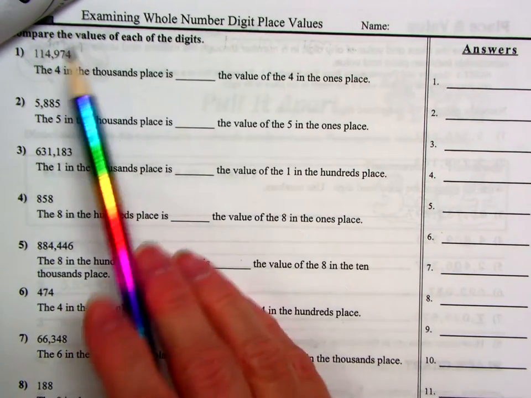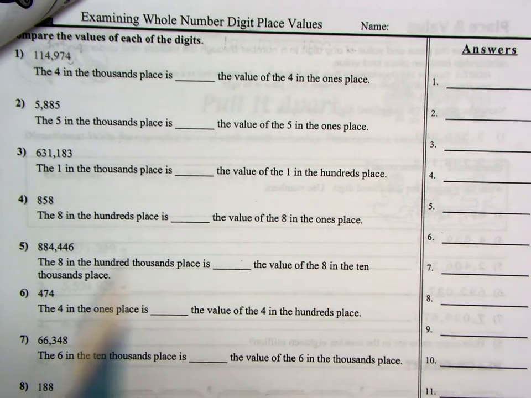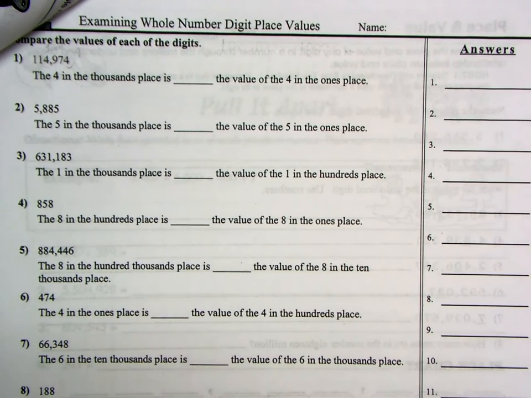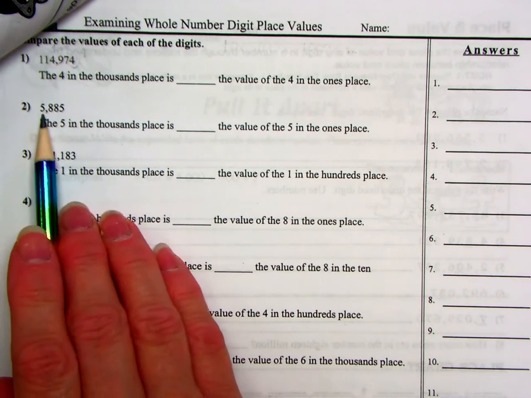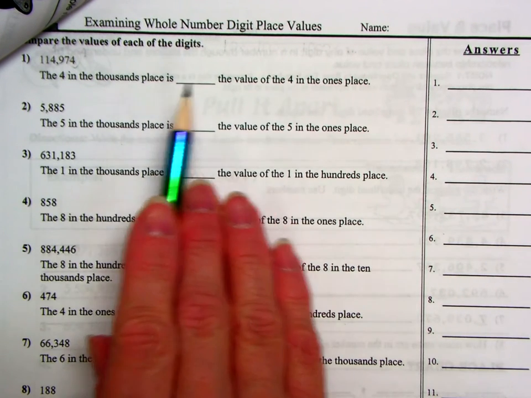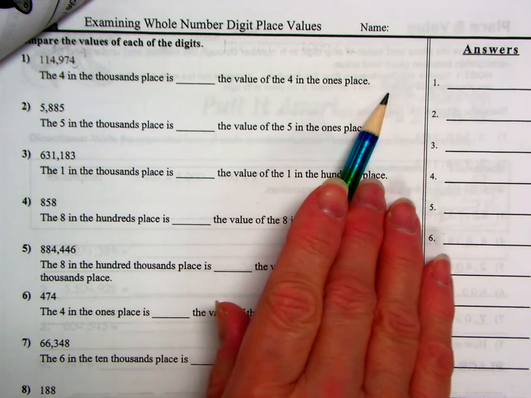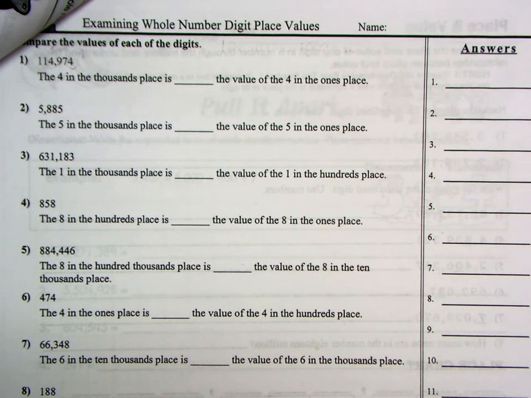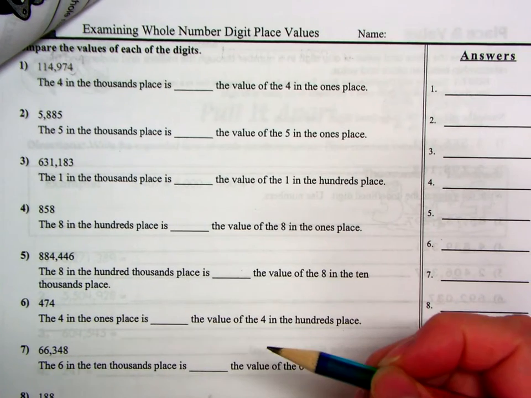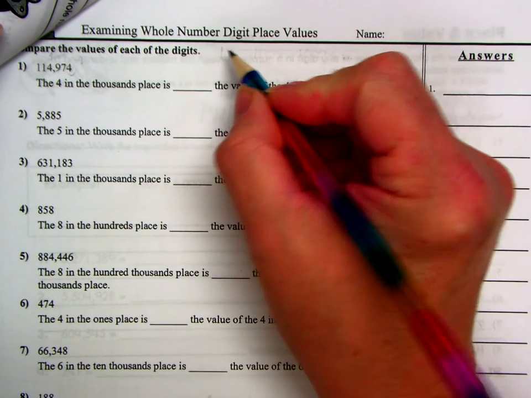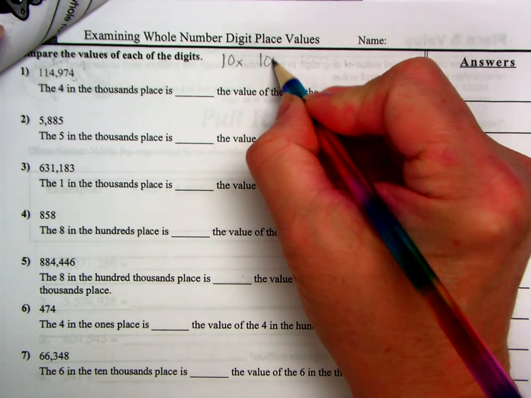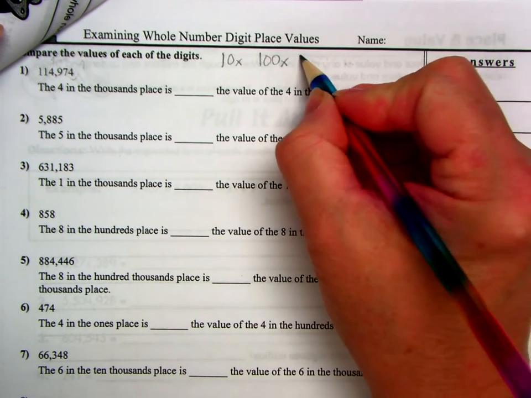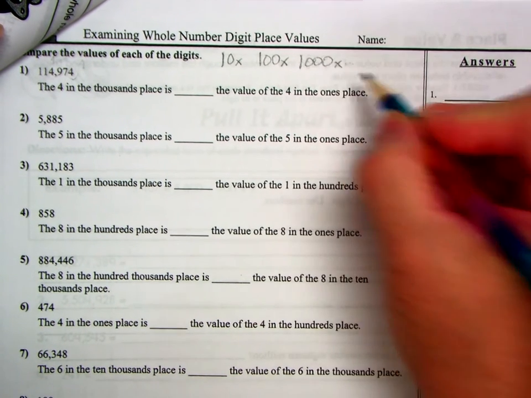So on the first page, Examining Whole Number Digit Place Values, we're going to be comparing the values of the digits in this number. So for the first one, it says the 4 in the thousands place is blank, the value of the 4 in the ones place. We're going to be comparing these by telling how many times bigger the one 4 is than the other. So we're going to write this as 10 times the value, or 100 times the value, or 1,000 times the value, and so on.